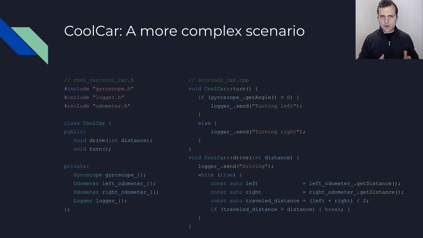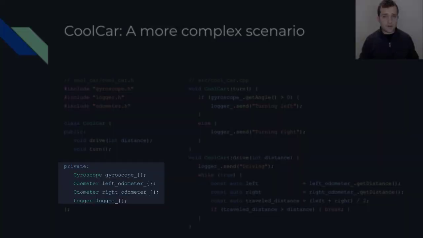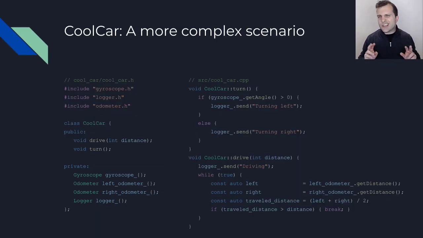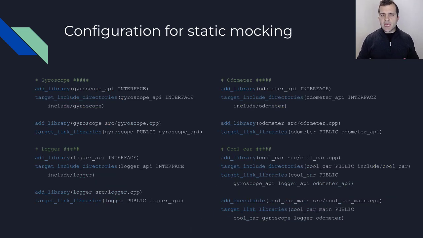Here we have another car, cool car, which owns multiple dependencies required for its implementation. Note that there are two odometer instances and that there is no particular meaning behind the implementation. It is for illustration purposes, yet I hope you find it adequately realistic. Then we have the corresponding CMake configuration. There is nothing really new to see here. We follow the same technique as before.